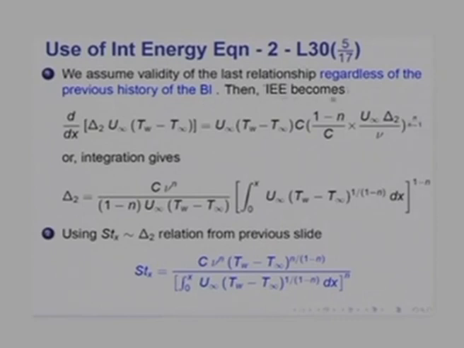Then the integral energy equation becomes d delta 2 by dx times u infinity (Tw minus T infinity), and that is equal to u infinity (Tw minus T infinity) times C (1 minus n) by C u infinity delta 2 by nu raised to n over n minus 1. And if we were to integrate this equation, you will get C nu raised to n, 1 minus n, u infinity (Tw minus T infinity), integral from 0 to x of u infinity (Tw minus T infinity), raised to 1 over that. So, in effect then I can calculate delta 2 for any arbitrary variation of u infinity and Tw minus T infinity with respect to x.